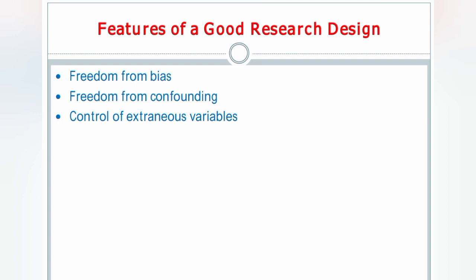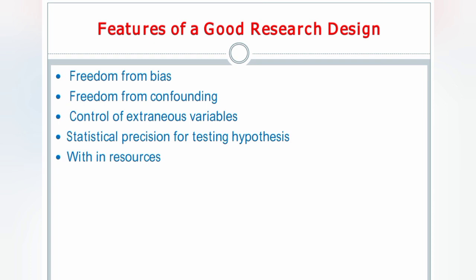Next one is statistical precision for testing hypothesis. A research design should ensure that the data are recorded with clarity and exactly, so that it will yield statistically meaningful results. Next one is within resources. A good research design should draw limits of a research study so that it could be completed within the available resources like time, funds, staff, etc.